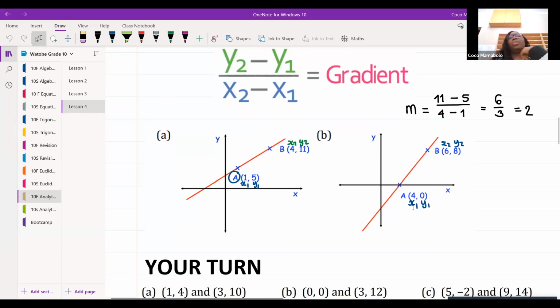All right. So for those of you who are with me, I want you guys to give me an answer for B in the chat. Calculate the gradient m of question B.